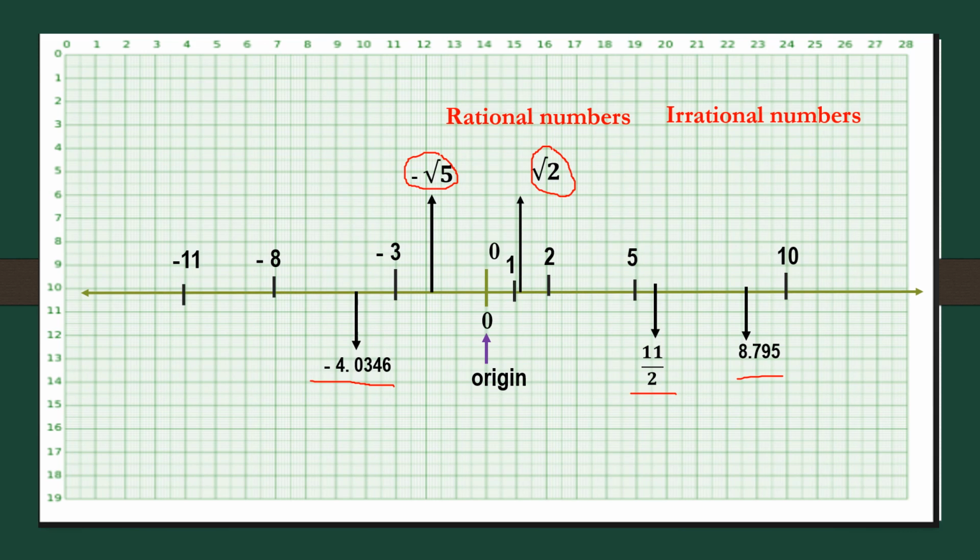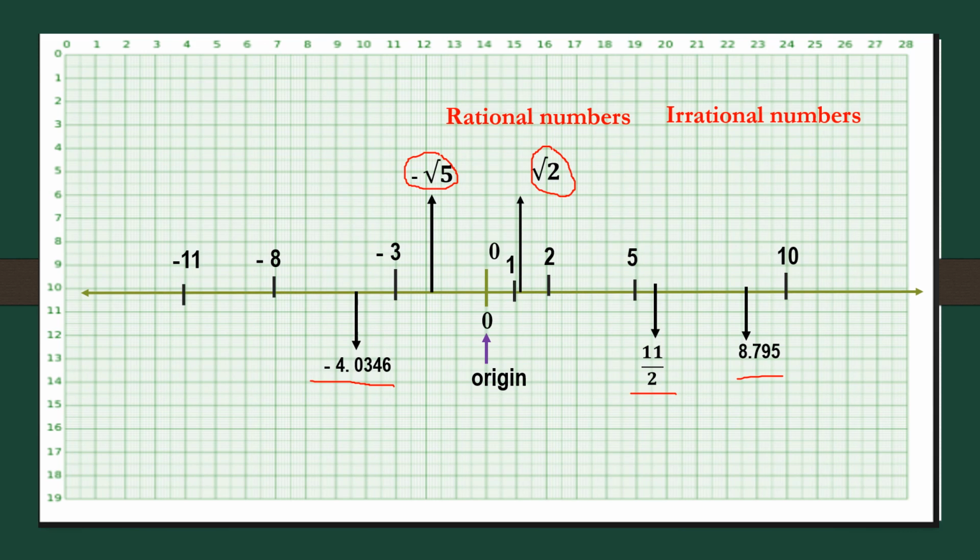So, is 5 a rational number? Yes, since it can be written as 5 by 1. 5 and 1 are integers, isn't it? So it's a rational number. Root 5 is not a rational number. It is an irrational number because it cannot be expressed in the form p by q, and the decimal expansion of these numbers will not terminate and it will not repeat. Such numbers are called irrational numbers.